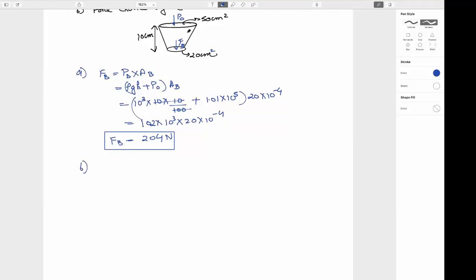Second part is a bit tricky. We need to calculate the force on the fluid. For that, we need to make a free body diagram of this complete fluid, a parcel. Because it is static, the fluid must take the shape of this. So mg is acting this side.